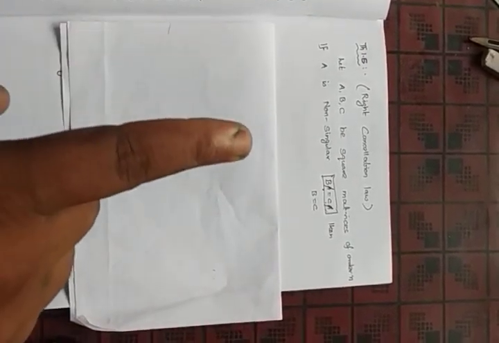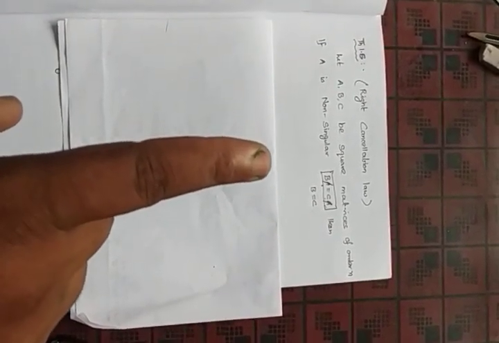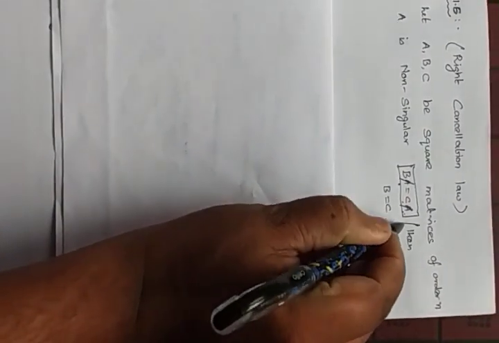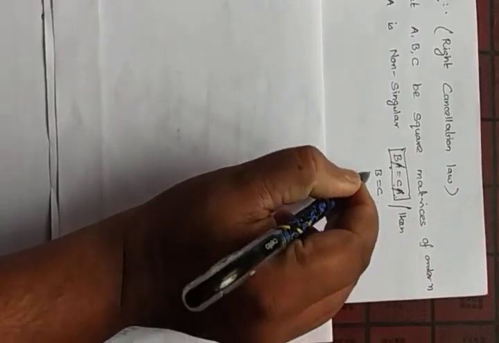First we have shown: let A, B, C be square matrices of order n, and if A is a non-singular matrix, then BA equals CA. All of this is the necessary condition, up to this is necessary. Then this is nothing but our result. If BA equals CA, with A on the right side in both, we can cancel and then write B equals C. This is nothing but the right cancellation law.